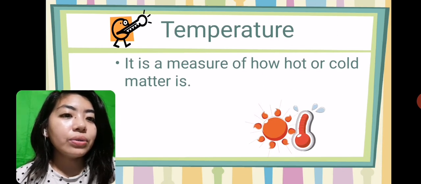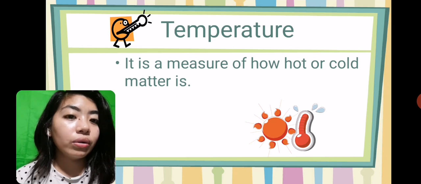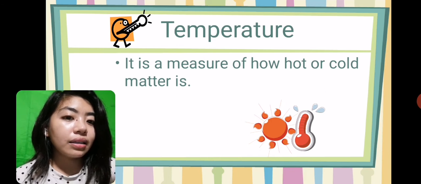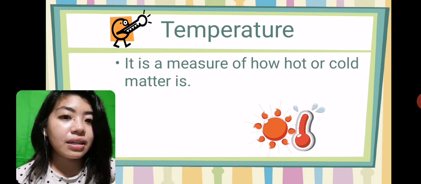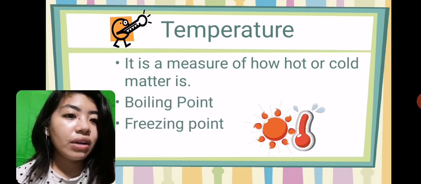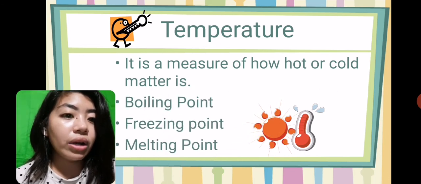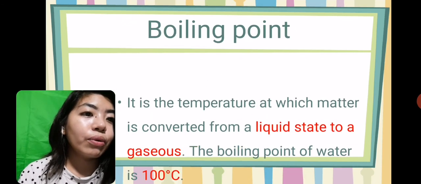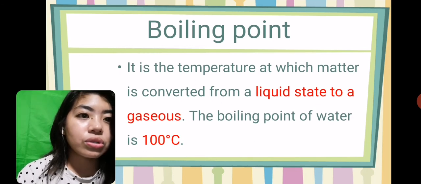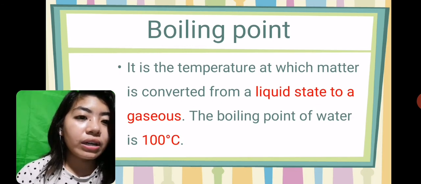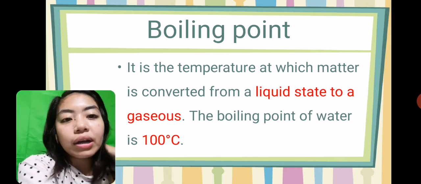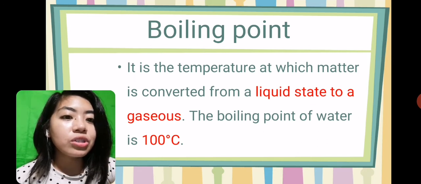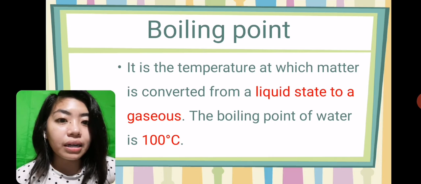Next. Temperature, it is a measure of how hot or cold the matter is or simply the presence or absence ng heat. Siyempre, pag mainit, there is a presence of heat. Pag malamig, there is an absence of heat. So, we have here the boiling, freezing, and melting point. So, pag sinabi nating boiling point, liquid state to gaseous. So, boiling point ng water is 100 degrees Celsius. So, ibig sabihin, pag kayo ay nagpapakulo ng tubig or kapag kumukulo na yung tubig na salang nyo, na-reach nyo na yung 100 degrees Celsius na temperature.